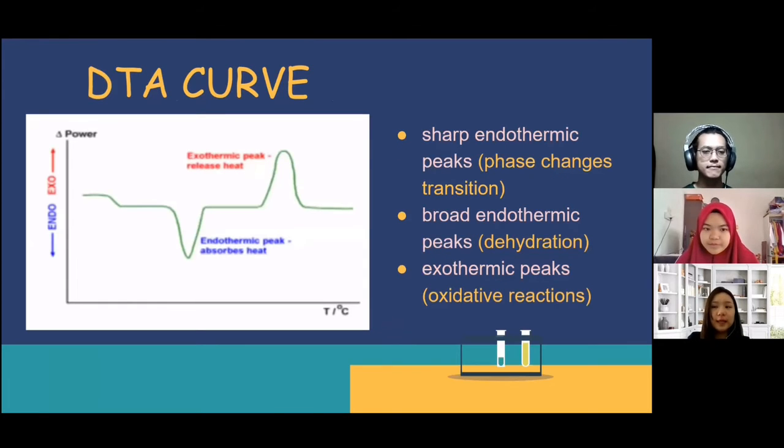So this is the DTA curve, and the shape and the size of the peak give information about the nature of the test sample. Sharp endothermic peaks indicate phase changes such as melting or fusion, which is the transition from one crystalline form to another crystalline form. Broad endothermic peaks are obtained from the dehydration process. However, chemical reactions like oxidative reactions are exothermic reactions.